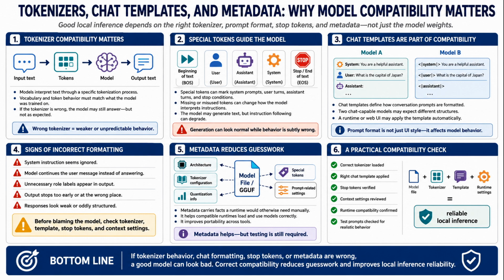Incorrect formatting can produce weak, oddly structured, or less aligned output. The model may ignore a system instruction, continue a user message instead of answering, include unnecessary role labels, or stop too early. These issues can look like model quality problems when the real cause is configuration. Before blaming a model, verify that the runtime is using the right tokenizer, chat template, stop tokens, and context settings.